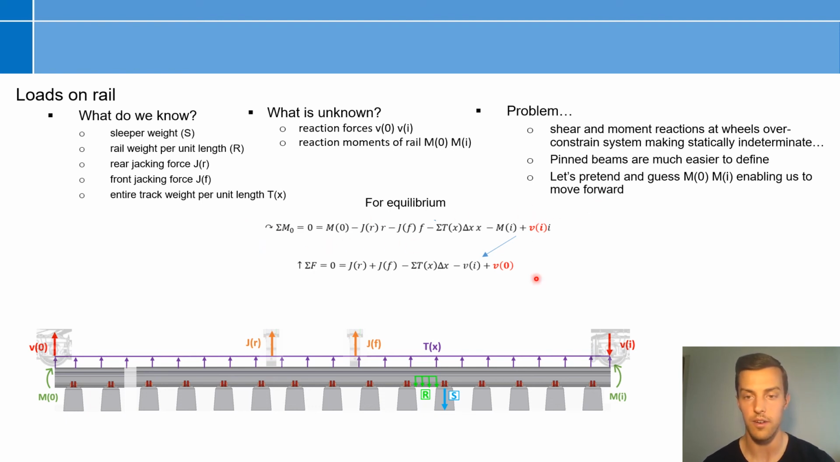So we have a problem, and that is we have more unknowns than equations. So we know it's overconstrained, making the system statically indeterminate. Pinned beams are much easier to define because you don't have these reaction moments at the boundaries. So just to move forward, let's pretend and guess that we know the moments at the left and right boundaries.